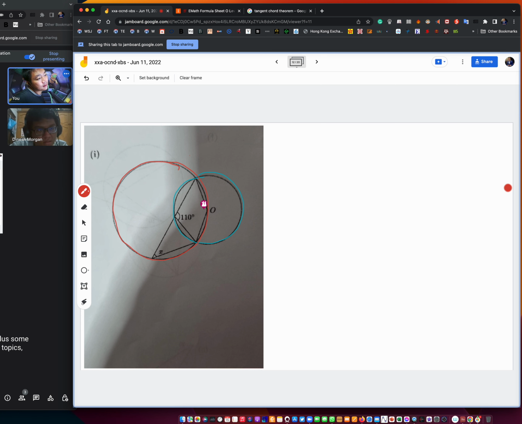Can you start something? I think you can start with the angles on a straight line first. The 180 minus 110 will give you 70. That is the easiest. And by the way, go ahead. I see a center for the blue circle. So maybe you can try to use the angle at the center.